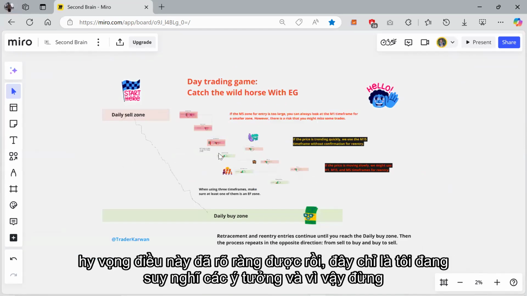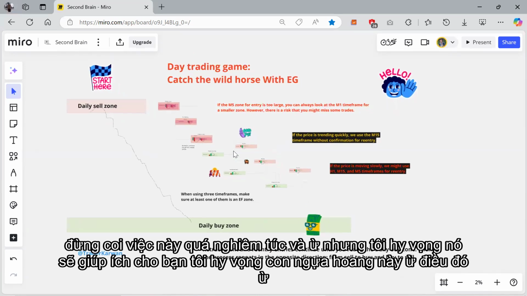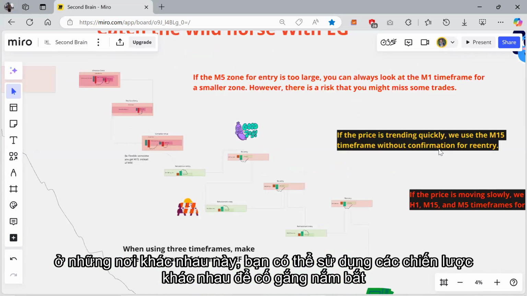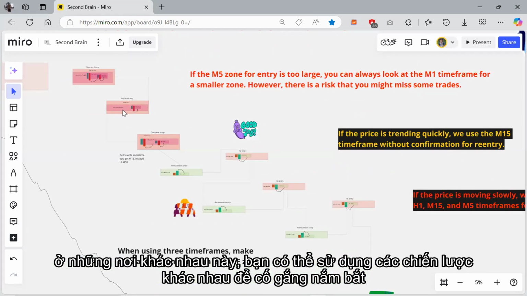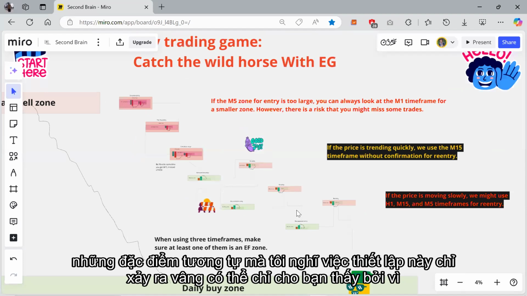This is just me brainstorming the ideas, so don't take this too seriously. But I hope it helps you. I hope this wild horse thing helps you to better remember what we are doing, and the different places for setups. So all these different places, you can use different strategies which will try to catch the same trades.